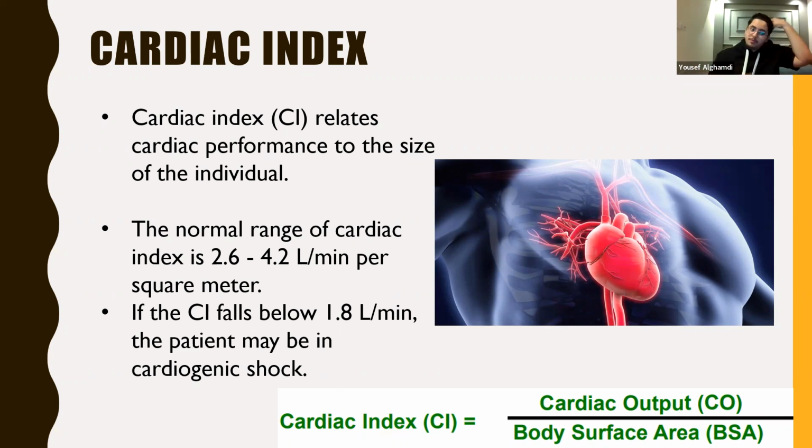So to emphasize on cardiac index, it relates the cardiac output to body surface area, which relates the heart performance to the size of the individual. The normal range, which we said before, is 2.6 to 4.2 liters per minute per square meter. And if it falls below 1.8, a patient may present with cardiogenic shock.